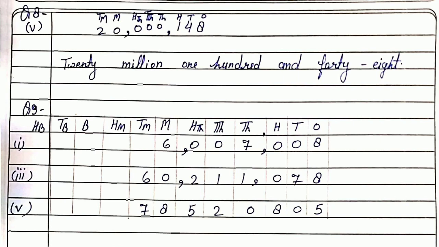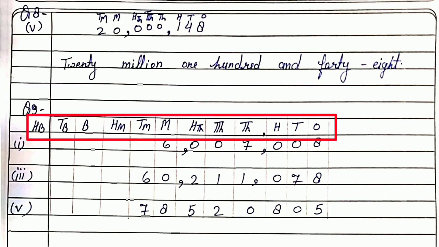First make a table and mention the periods there: ones, tens, hundreds, thousands, 10,000, 100,000, million, 10 million, 100 million. I already explained that after million, billion will come, but we will study till 100 million here.